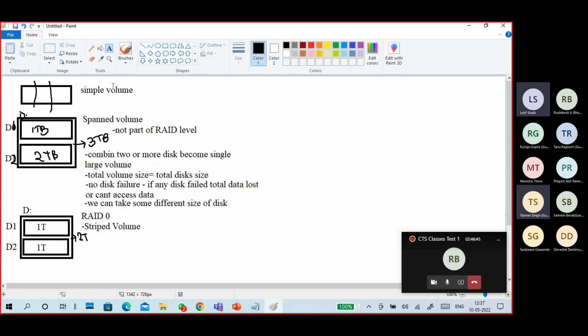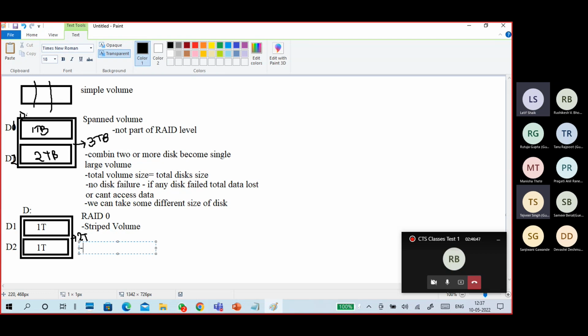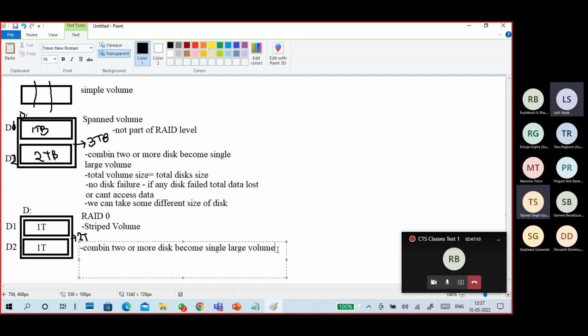Same concept as span, but there is a little difference. It is also a combination. We have to take two or more disks and they become a single large volume. Same concept. So total volume size is equal to total disk size.